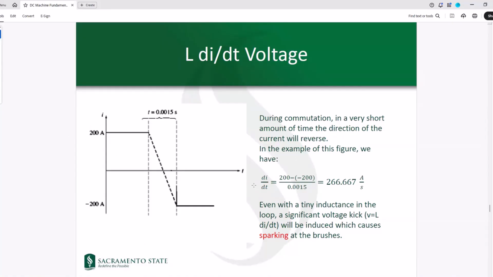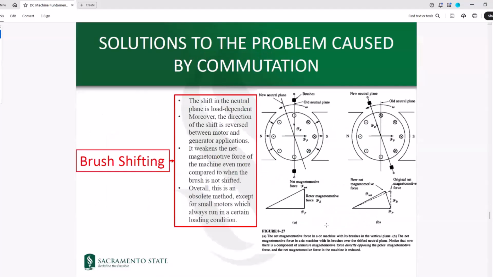In this example, you can see that we have 200 to minus 200 over a duration of 0.0015 seconds, so di over dt becomes around 267 amps per second. So even with a small, tiny inductance inside the conductors, you could have a large voltage associated with this effect of L di over dt voltage, and that causes, again, sparking at the brushes in the machine. So that's the effect of L di over dt, which is not really desired.